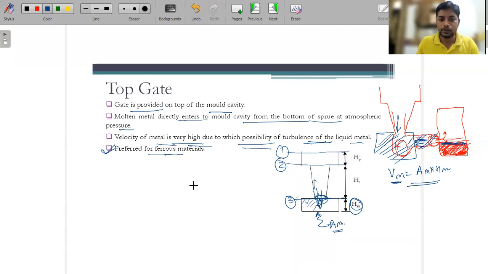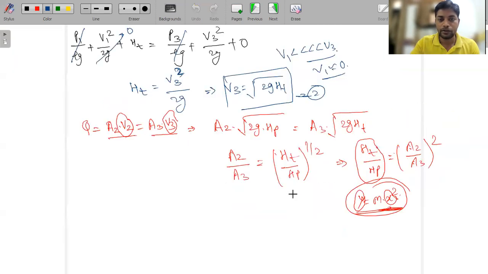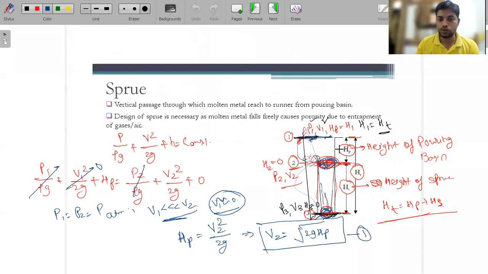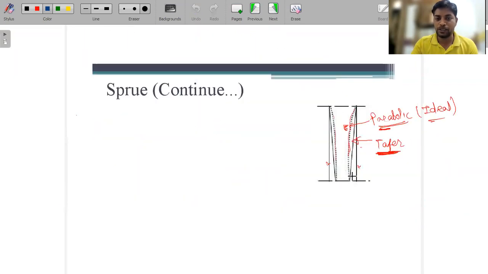Let's discuss. First, can we get the value of velocity over here? The velocity that we have already calculated at V3 in the sprue, that is the velocity at the third point, is root 2g ht, right? The same terminology we considered there as well, that is hp and hs, and this ht will be equal to hp plus hs.